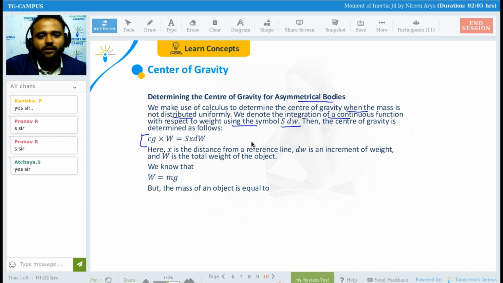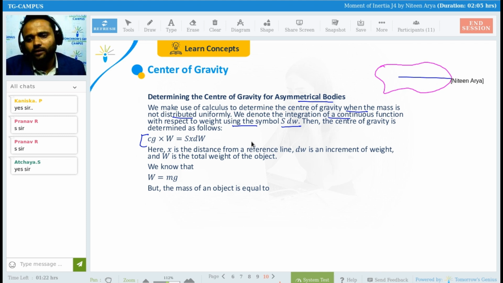Obviously, if we have any unsymmetric body, something like this, I can pick any particular point. Suppose in this x-axis I want to find the center of gravity, and I pick this particular small part, dw, where this dw is the small weight of the whole body. So here x is the distance from a reference line. Suppose I pick this particular reference line also.